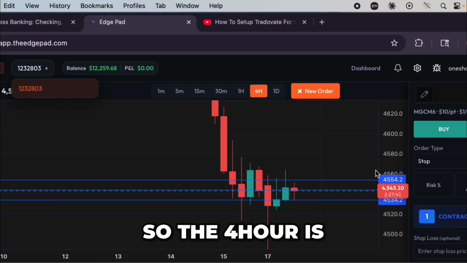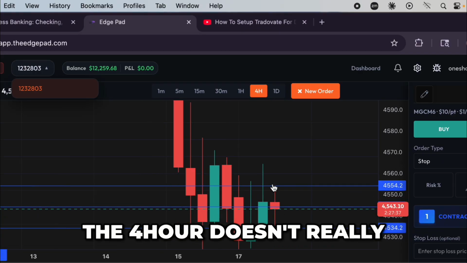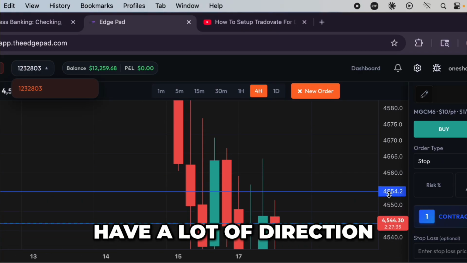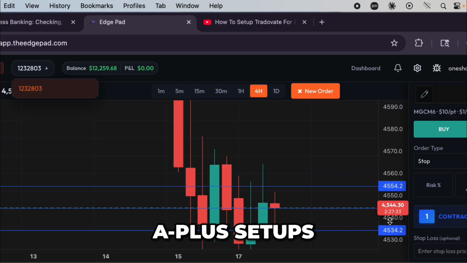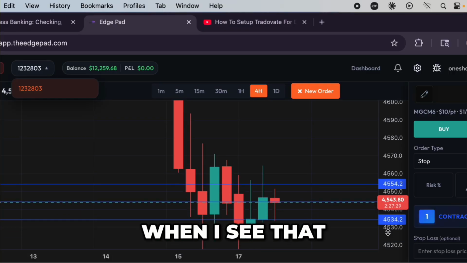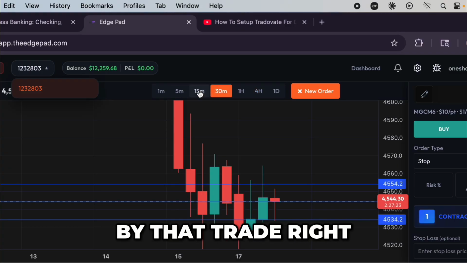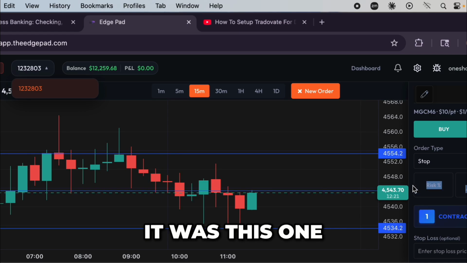Okay, so the 4 hour is really where I play off of. And so if I'm in a session where the 4 hour doesn't really have a lot of direction, unless I have really A+ setups, which I did, the first trade I had is a very strict A+ setup. When I see that, it doesn't matter if it's a Monday, it's a Friday, I take that trade. And what I mean by that, the trade right here earlier, it was this one.